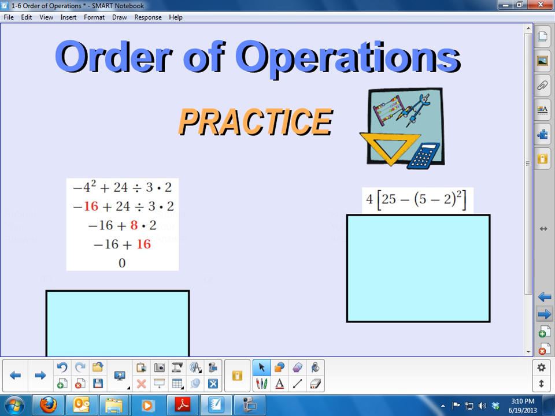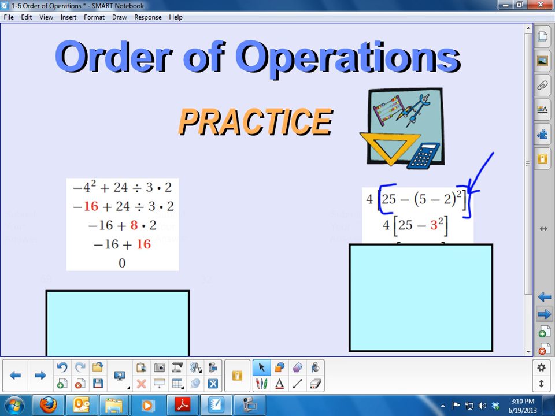The next problem, we have multiple grouping symbols here. We have our brackets, which we need to be worried about. So I want to take care of what's inside my brackets first. Looking inside, I see I have another grouping symbol, my parentheses. So I've got to start there first. It's like its own order of operations problem inside our bracket. So I'm going to take care of my parentheses first. 5 minus 2 gives me 3.